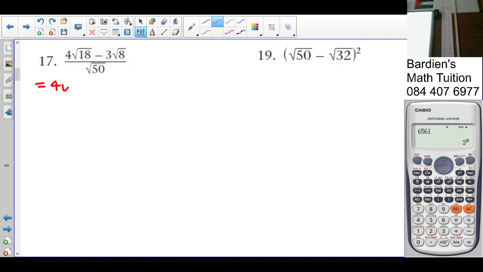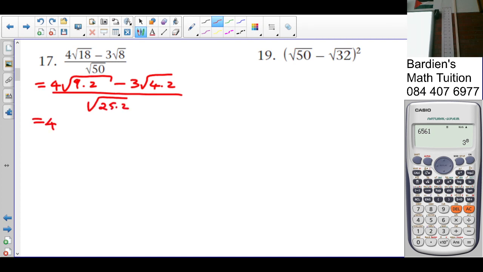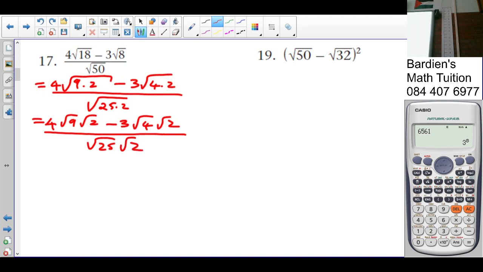And that's going to be 4 root 18, which can be written as 9 times 2, minus 3 root 8, which can be written as 4 times 2. And this is all over the root of 25 times 2. Which is 4 root 9 times root 2 minus 3 root 4 root 2, all over root 25 root 2.